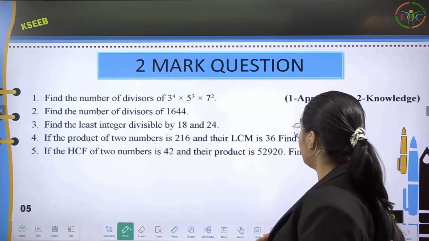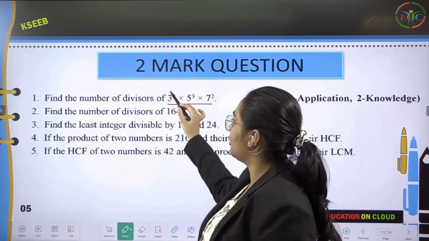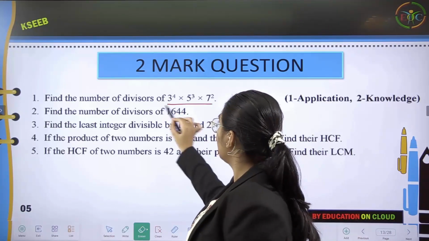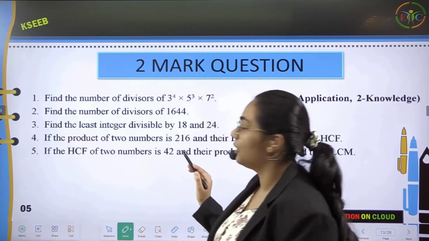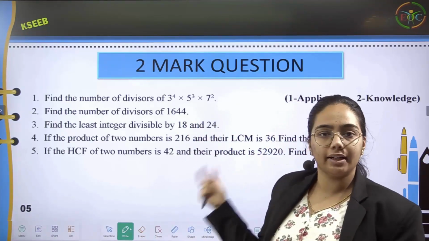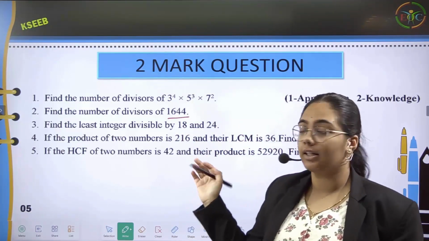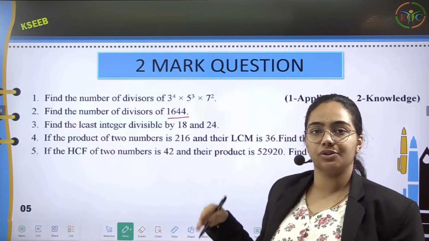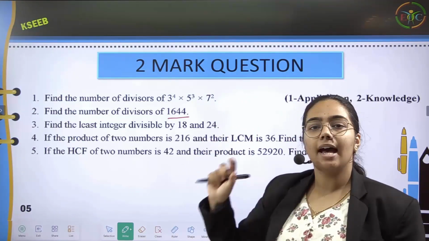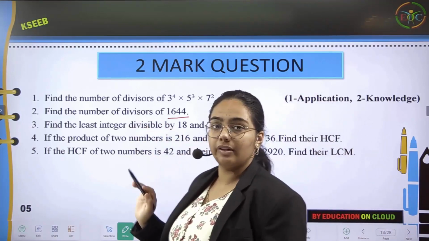Right. Next question. Find the number of divisors. You have two different sets of questions. The first question they have given directly as a product of primes. But in the next question, they have given 1644. We have to do prime factorization and consider this as a product of primes, then go ahead and find the number of divisors.